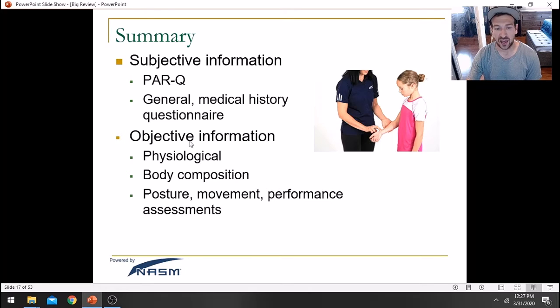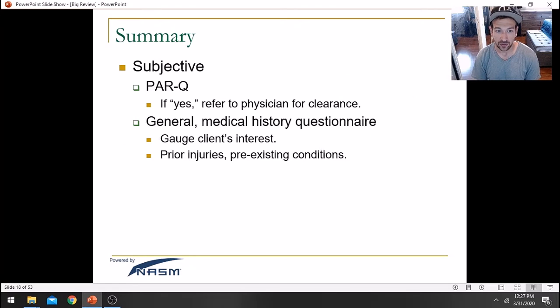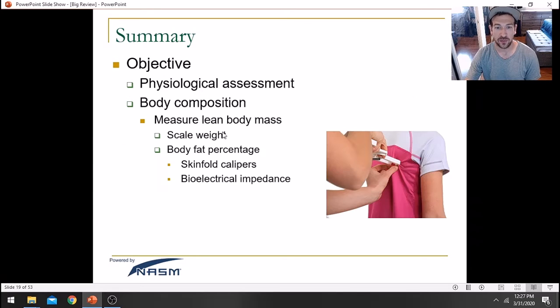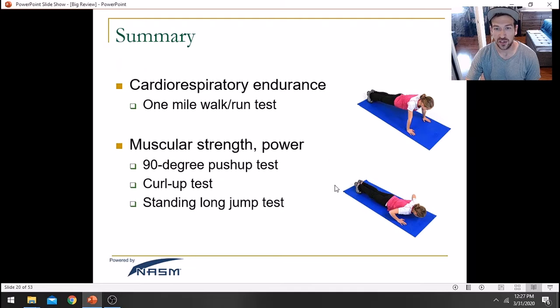But then we have our objective information, which is going to be physiologic information like heart rate, body composition information like number of pounds or body fat percentage, their posture, movement and performance assessments, right? How many degrees their knees cave in, or how fast they can run a mile, right? So that's our subjective information. That is our objective information. We have cardio assessments, right? Like the 1 mile walk run test. That's a really good way to test somebody's cardiorespiratory endurance.